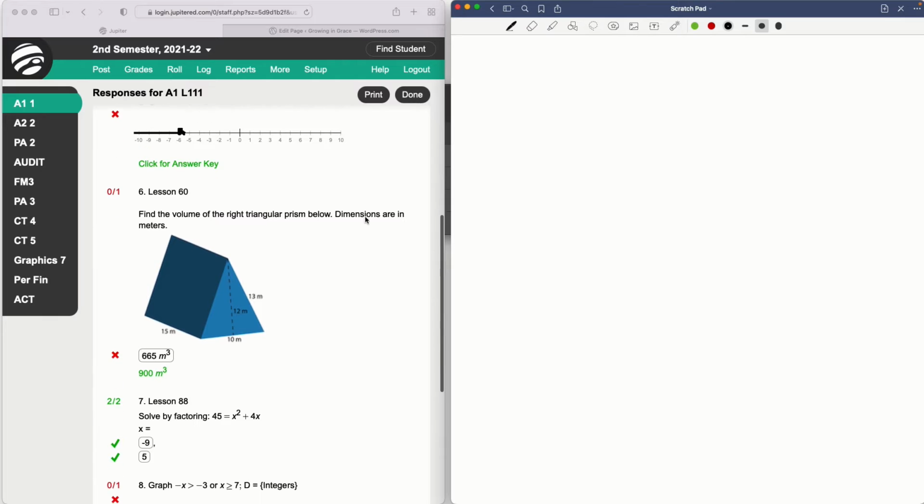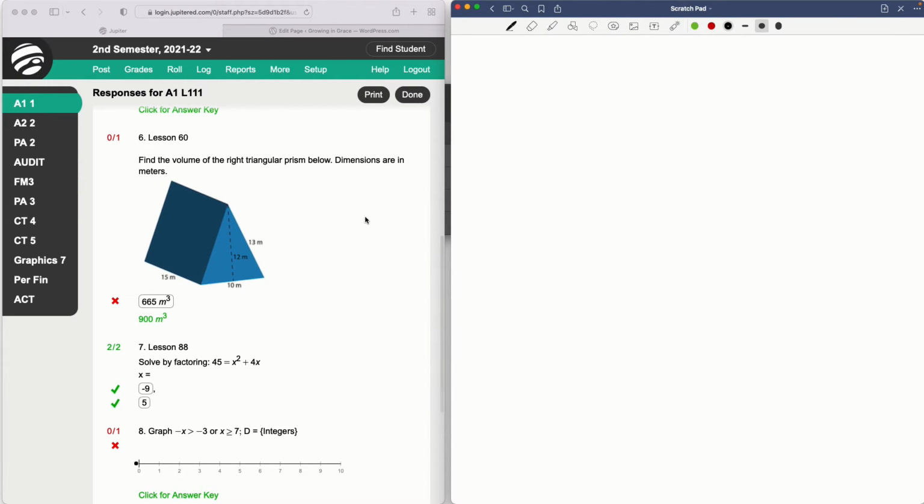So number 6 says to find the volume of the right triangular prism below. Dimensions are in meters. So we have a triangle here. We want to find the volume. The volume of anything is just the area of the base of the main shape times the height. Now the area that we are going to deal with is the area of the triangle, because it extrudes backwards. It's the main shape of the whole thing, right?